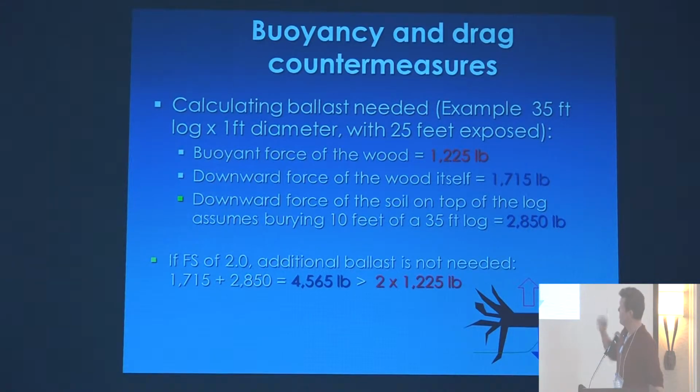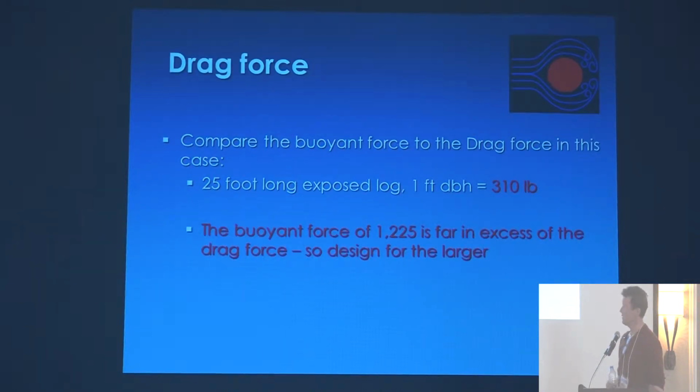The total of those two blue ones is then, of course, 4,500 pounds, which is well in excess of, if you were to use a factor of safety of 2, for instance, you're probably okay. Assuming that, of course, your countermeasure stays in place. And that's a big assumption. So compare that to the drag force for that same log. In this case, only 310 pounds with some assumptions about velocity. So a lot of times the buoyant force is going to be well in excess of the drag forces at work.